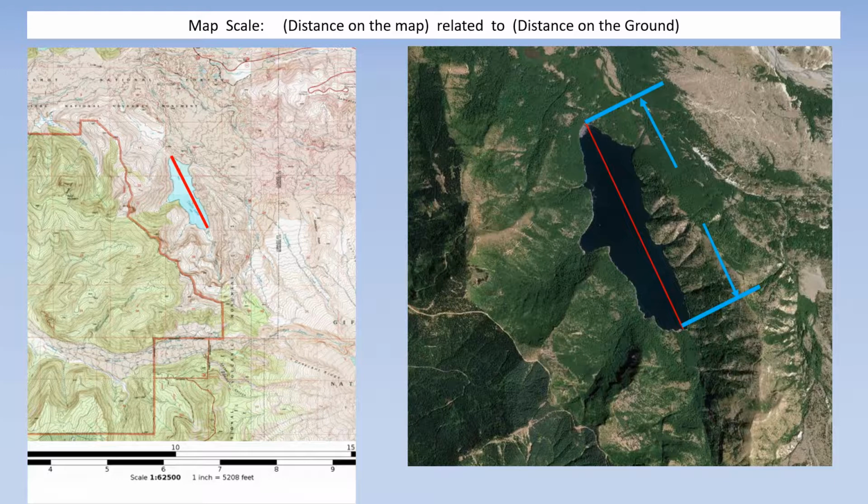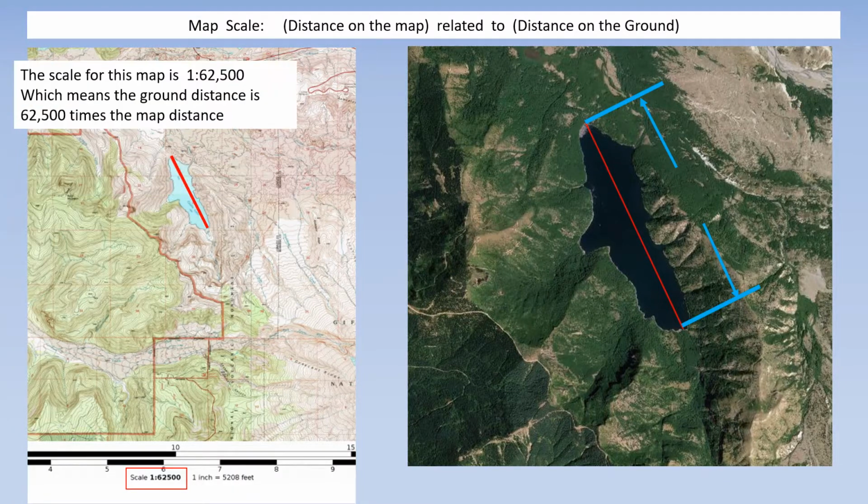The scale of a map is a statement of the relationship between a distance measured on the map, usually in inches, and the corresponding distance on the ground. For this map, 1 inch on the map indicates a distance of 62,500 inches on the ground. So 1.5 inches on the map is equal to 1.5 times 62,500 inches on the ground.